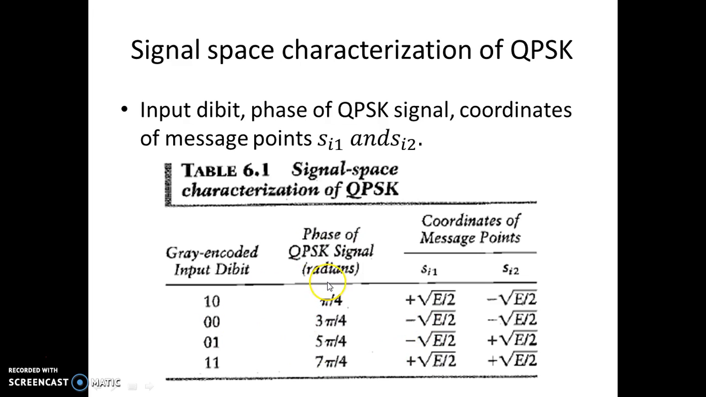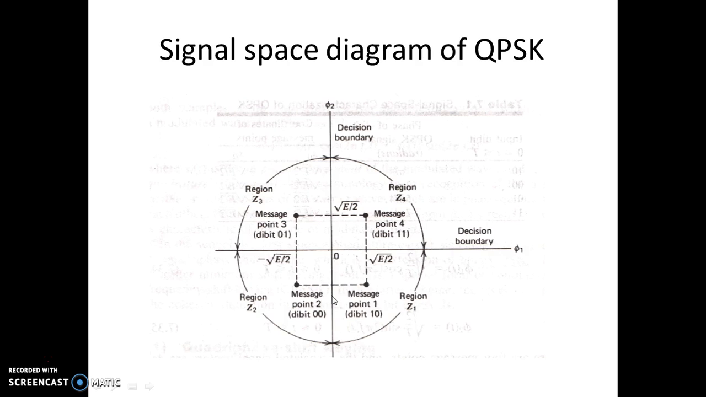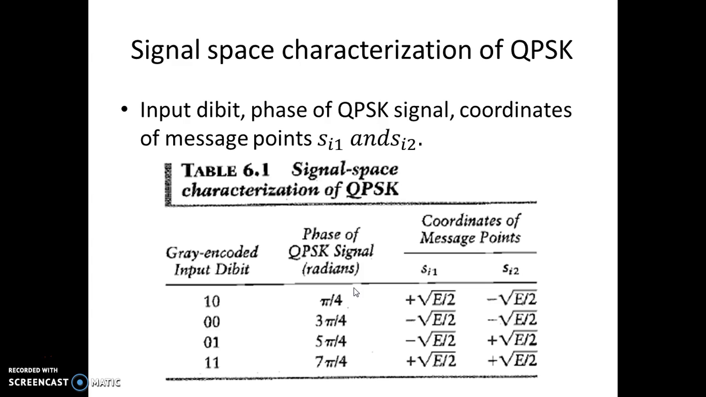Similarly, you can plot for all the other symbols, and after plotting, the phase will be given by this expression: (2i minus 1) times pi by 4.